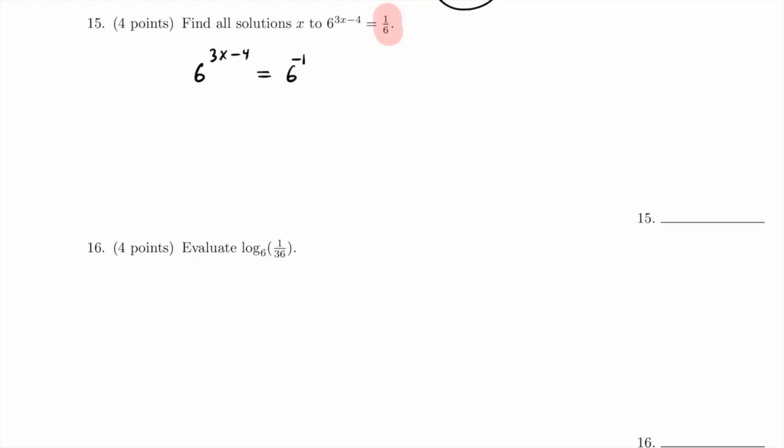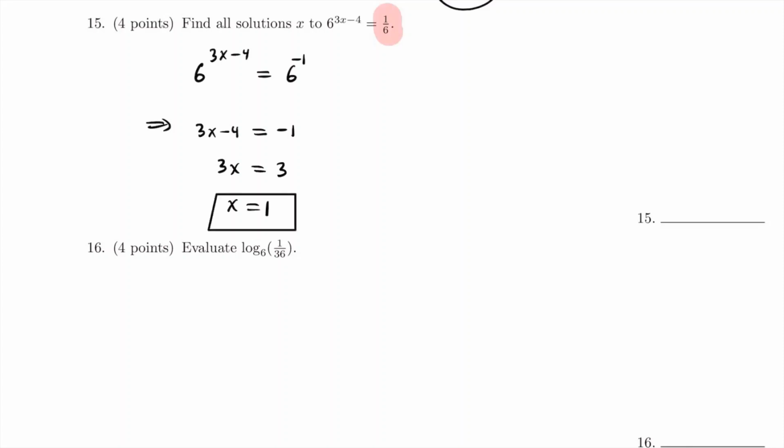Now, since both sides have the same base, I can equate their exponents. On the left side, my exponent is 3x minus 4. On the right side, my exponent is negative 1. This equation only holds if their exponents are exactly equal. Now, algebraically, you can solve this. Add 4 to both sides, so you will have 3x is equal to 3. Divide both sides by 3, x is equal to 1.